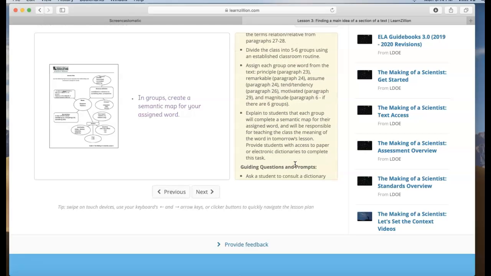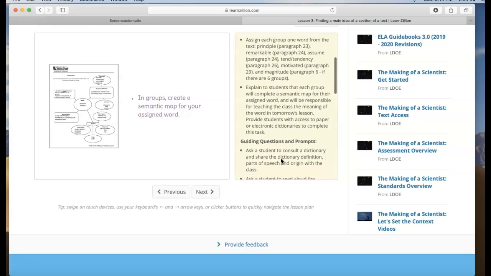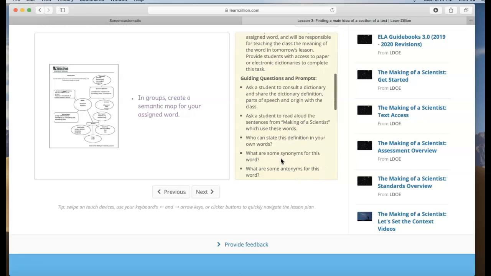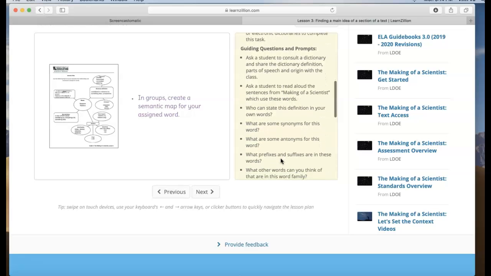Each group will complete a semantic map for their assigned words and will be responsible for teaching the class the meaning of the word in tomorrow's lesson. You may use your Chromebook to look up all the information for the semantic map. Make sure you use a dictionary.